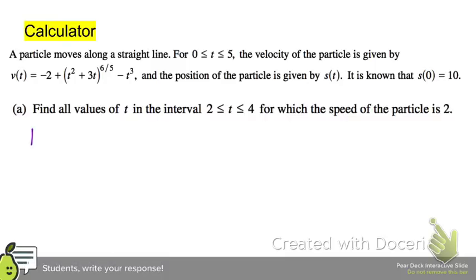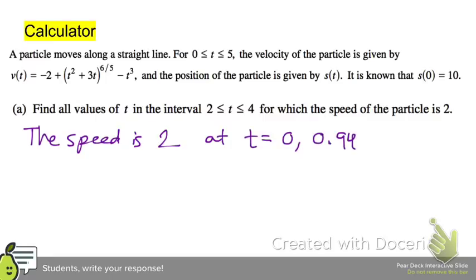We're going to say the speed is 2 at t equals 0, 0.944, 3.128, and 3.473. Alright, and again, notice that we rounded to 3 decimal places for every single one of these. You need to have 3 decimal places for your answer in order to get full credit. And then maybe just adding one more thing. You don't necessarily need to put a sketch of the graph.